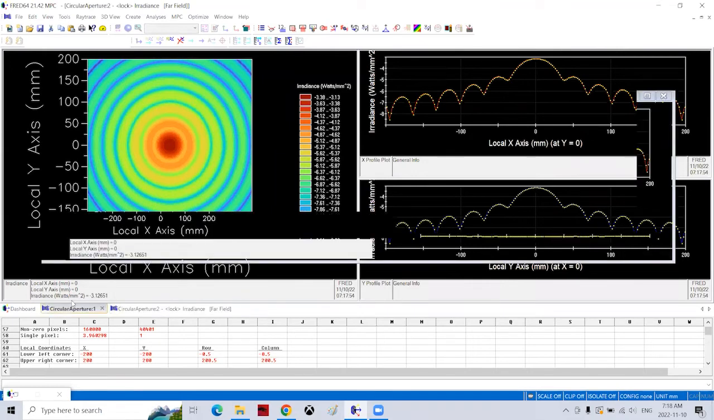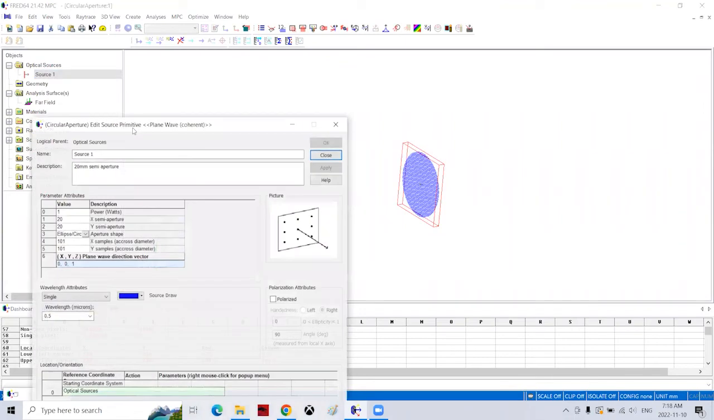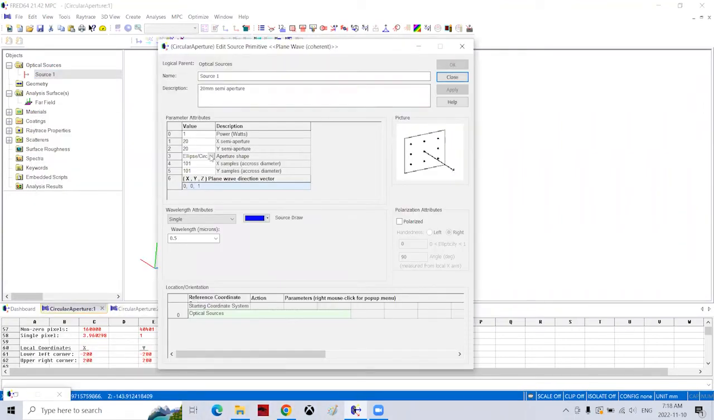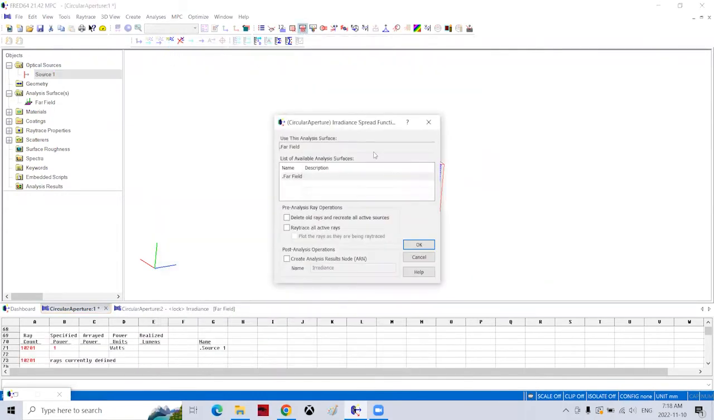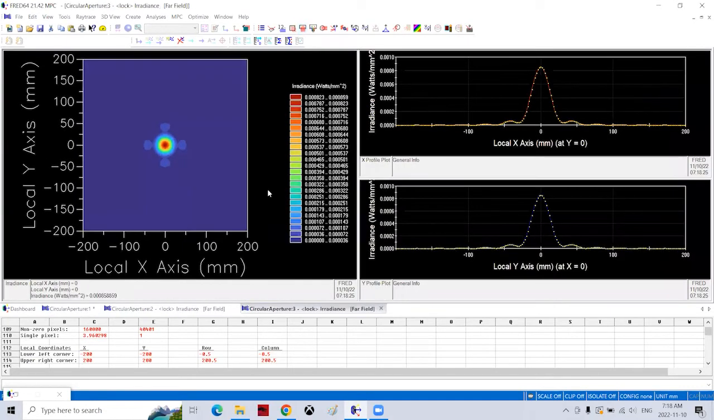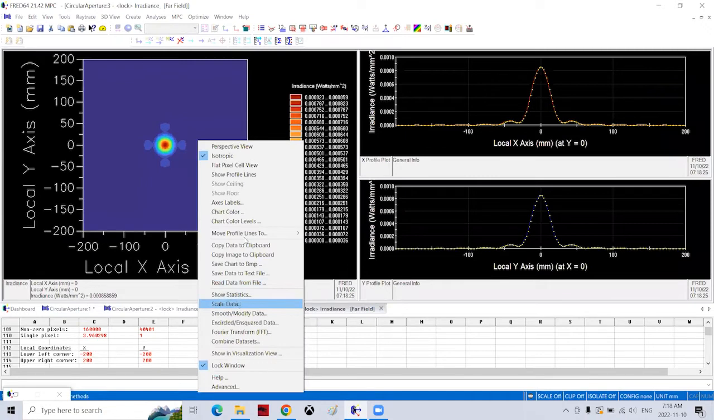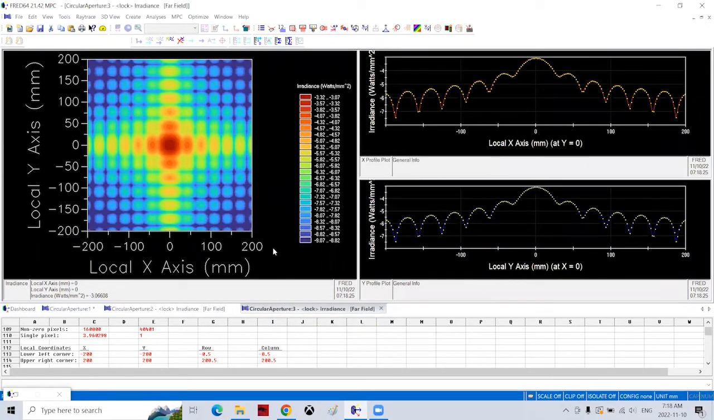So really, it's completely built into the system. If I open the source again, now switch the aperture shape to rectangle, I can now do the same simulation, but for a square aperture of the same size. Okay, let's put it on a log scale, and we should see a different diffraction pattern. And here we are.